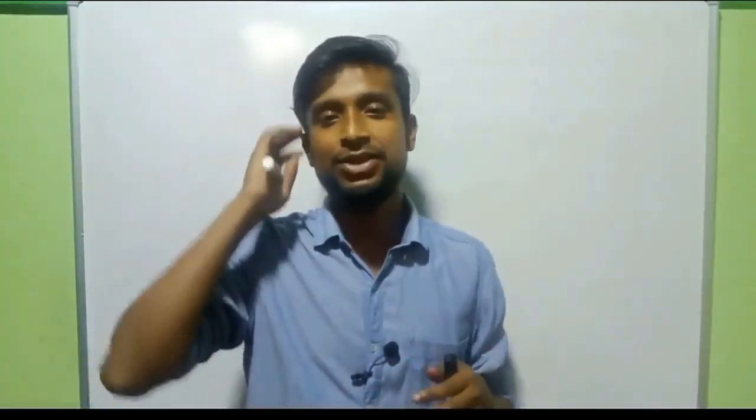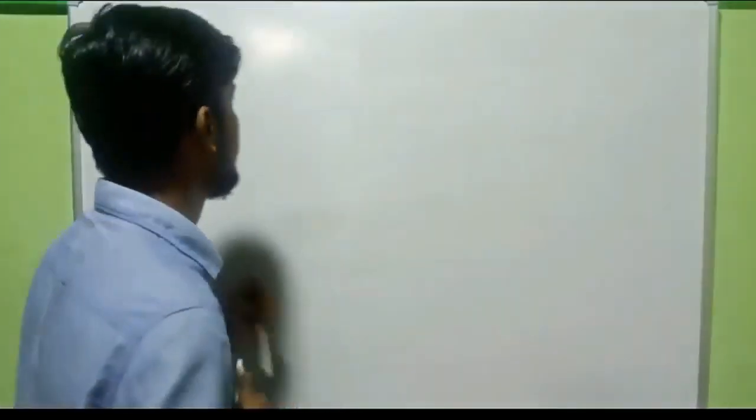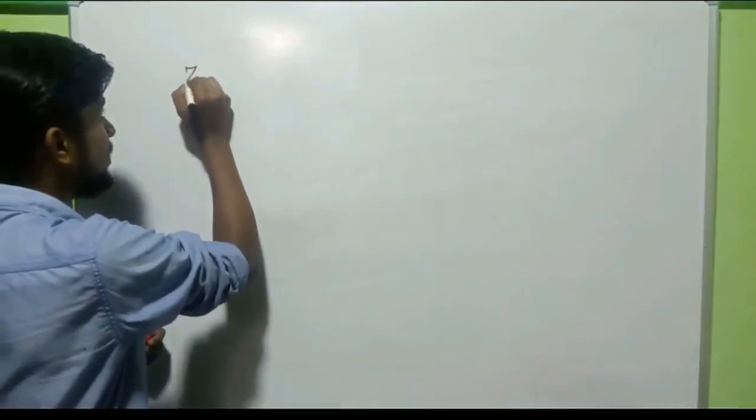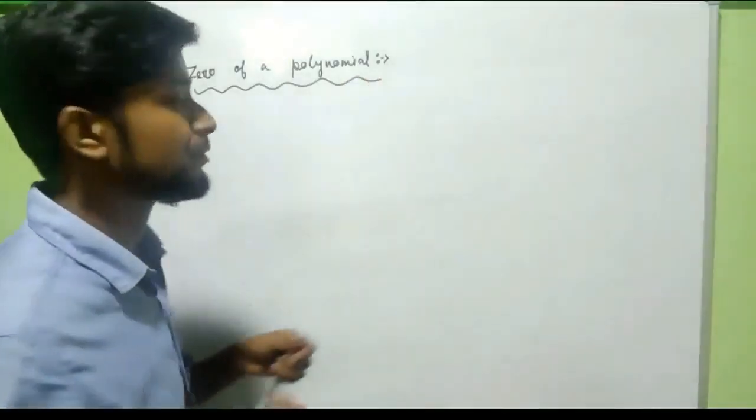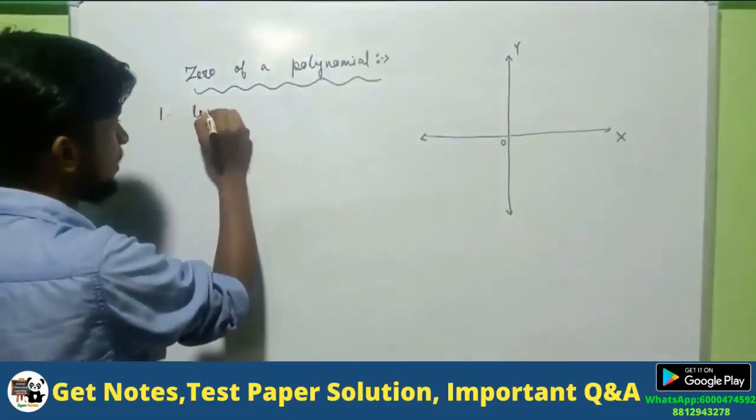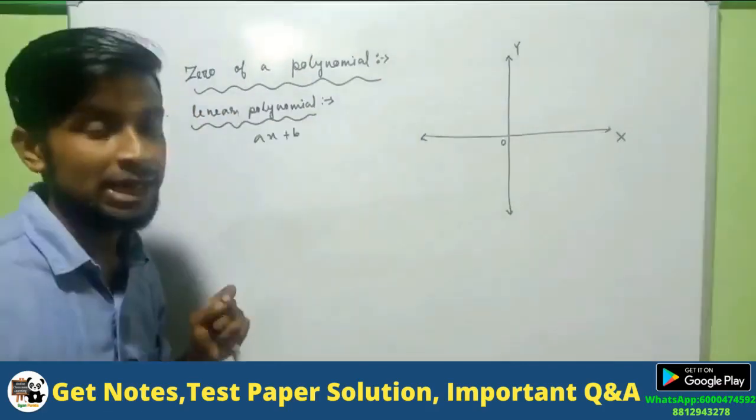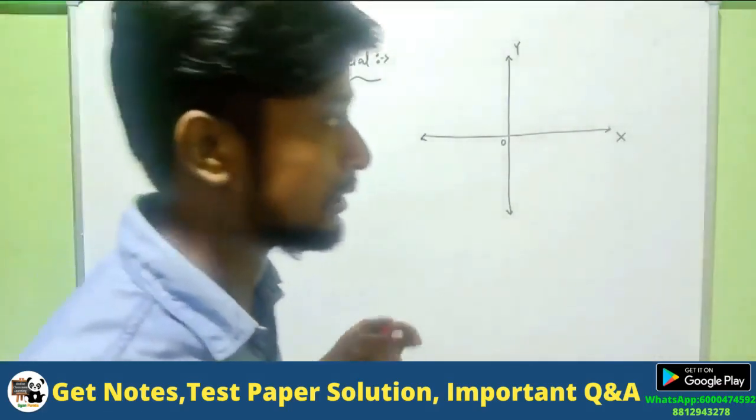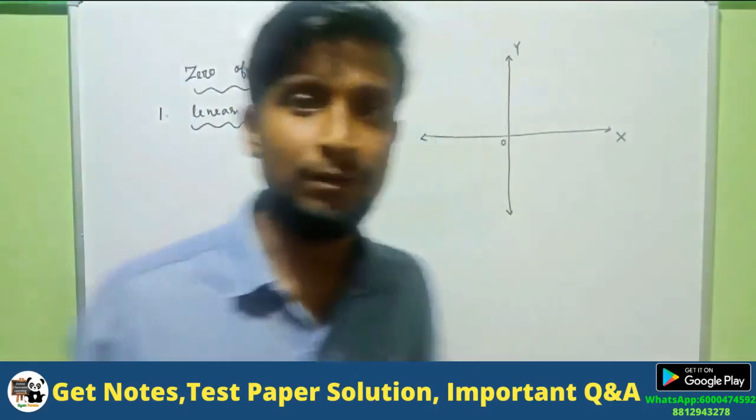Alright, now what is the zero of a polynomial? Very important. To know the concept of the zero of a polynomial, we have to know about the Cartesian plane. Now, in the case of a linear polynomial, what will be the zero? Exactly, first let's learn what is the zero of a polynomial.